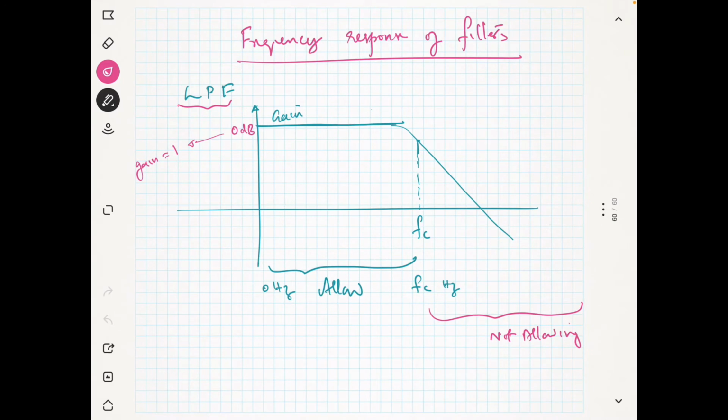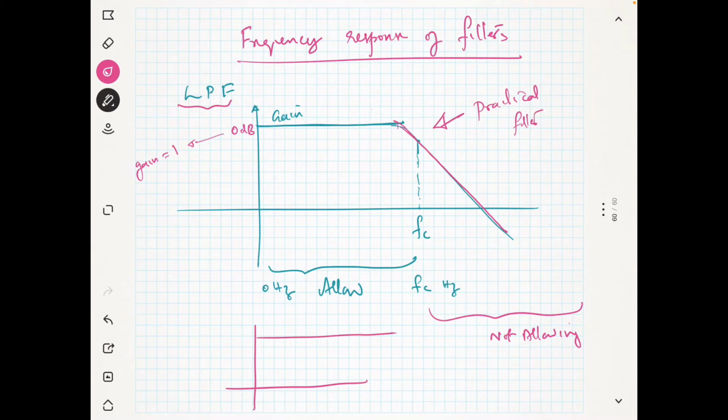Now it is not allowing any frequencies above Fc. You see here there is a transition basically. It is not so sharp. So this is a practical filter, I can say.